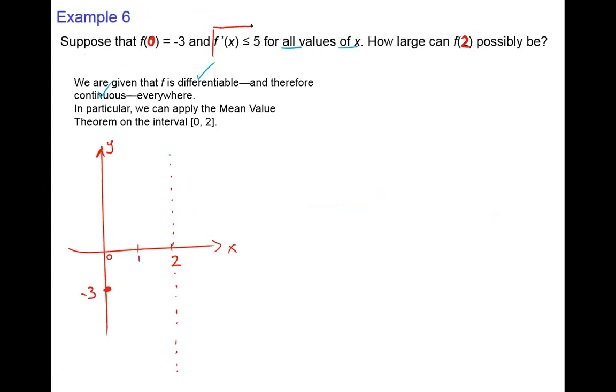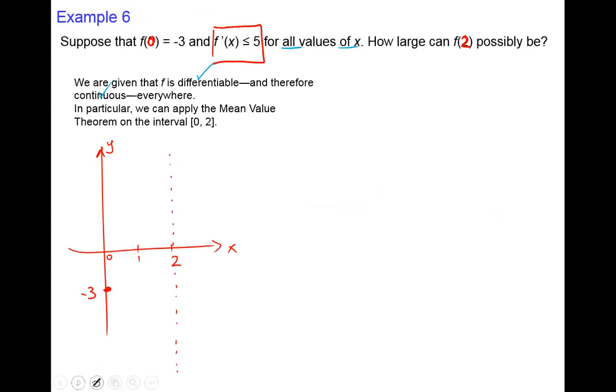Who can tell me what this means? f prime is less than or equal to 5. Graphically, what does the derivative mean graphically? Do you remember? I always refer to this. It's the slope. That means x can only rise at 5. That means 5 actually is the maximum slope of the tangent line, because the derivative means the slope of the tangent line.